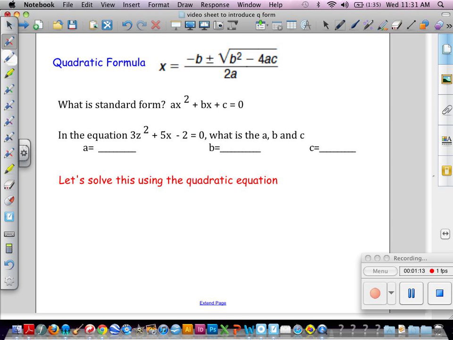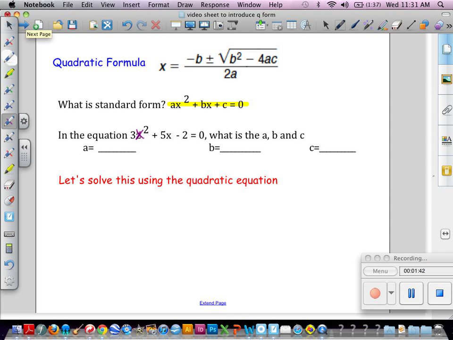You're going to take your equation and write it in standard form, and standard form is ax squared plus bx plus c equals 0. And you're supposed to write that on your sheet, so pause the video if you need to. All right, so let's take a look at the equation that we're working with. First off, that z is supposed to be an x. We have 3x squared plus 5x minus 2 equals 0.